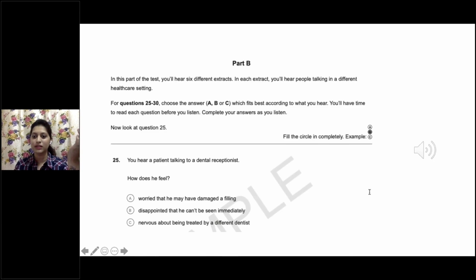So guys, that will be the basic instruction given to you before a different part starts. And now we will be playing the actual audio clip for this particular question.